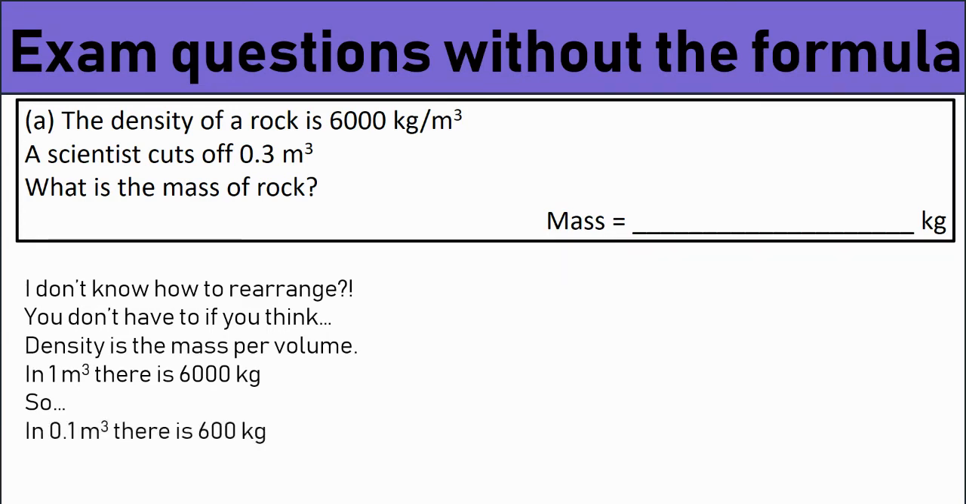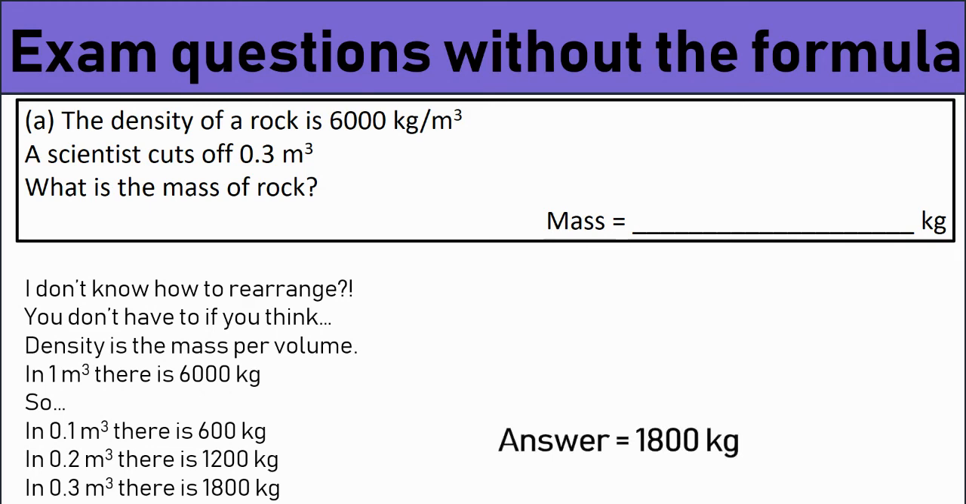Well, in 0.1 meters cubed, there is 600 kilograms. In a tenth of this, there must be a tenth of this. Now, in 0.2 meters cubed, there is 1,200 kilograms, which is doubling both of these. And then if we scale it up again, oh look, we've got 0.3 meters cubed and we've got 1,800 kilograms, which means our mass in 0.3 meters cubed is 1,800 kilograms. Simple, no rearrangement, no formula. We've just used our reasoning and our one definition of this, density is mass per volume, to get the answer.